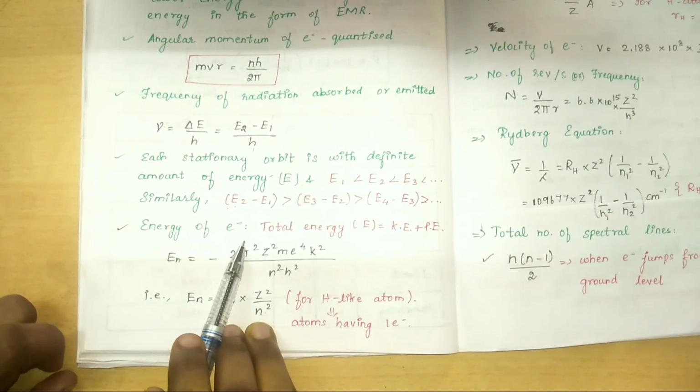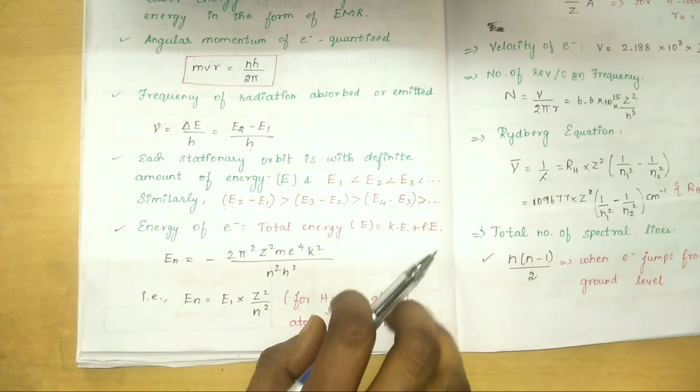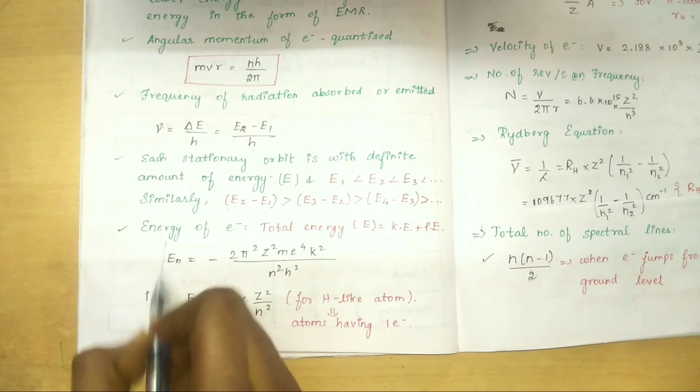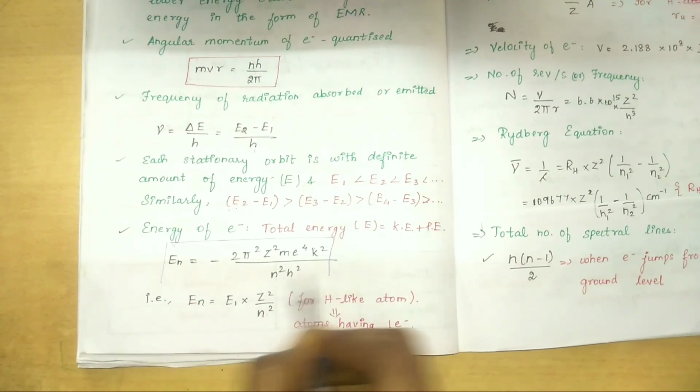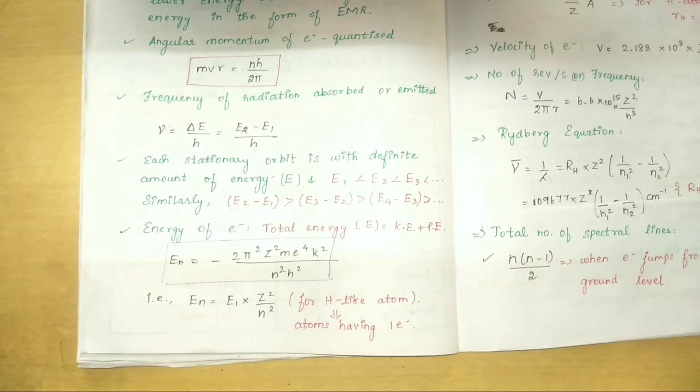Now we are going to see the different kinds of energy of an electron. The total energy, as we all know, is kinetic energy plus potential energy. Here the energy formula is this one, En. En means the number of the shell in which the electron is present.